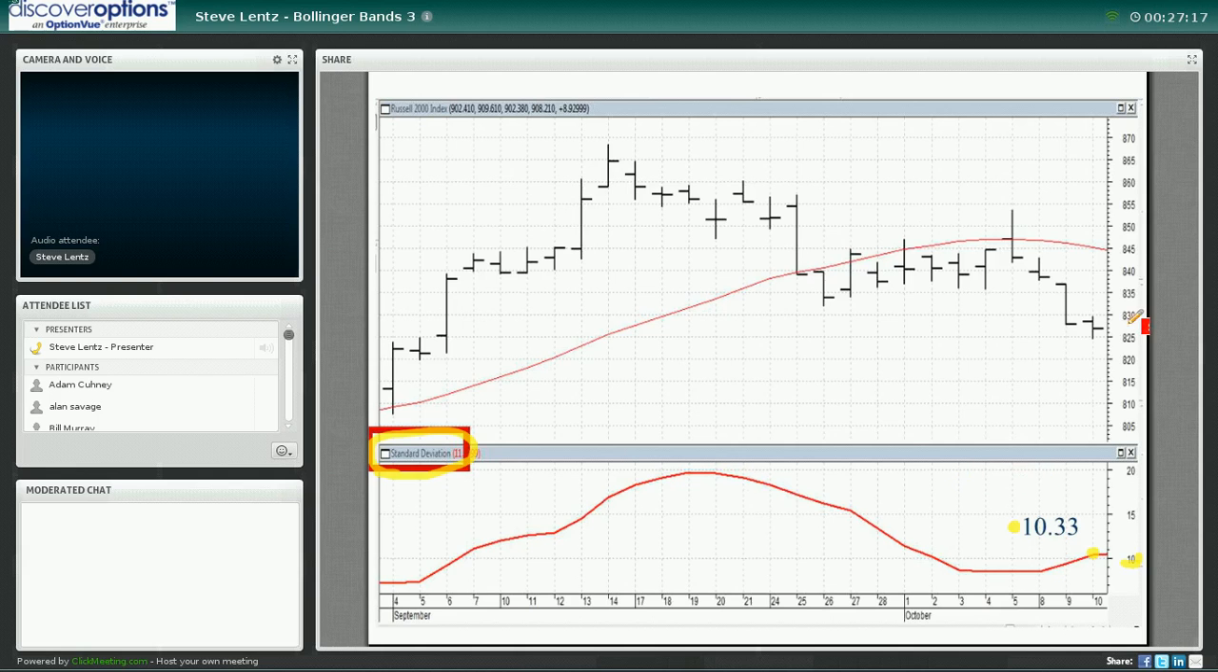So what do we do with this information? If you look back at the last 20 days, the standard deviation is at 10.3. Now what we're going to do then is build our Bollinger Band around this. Here we go.